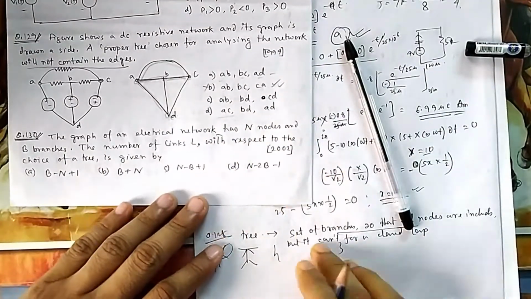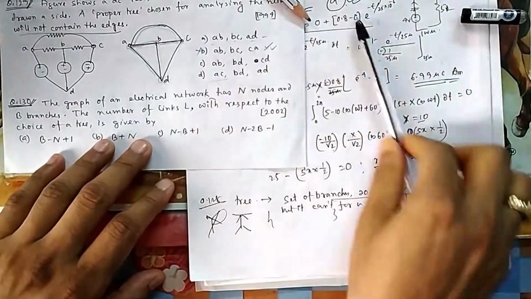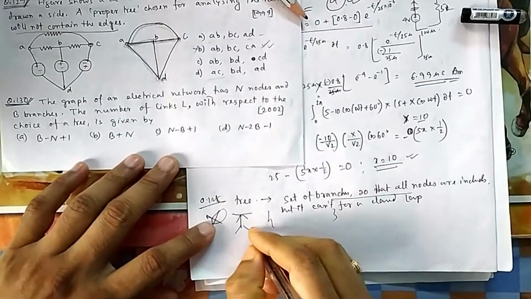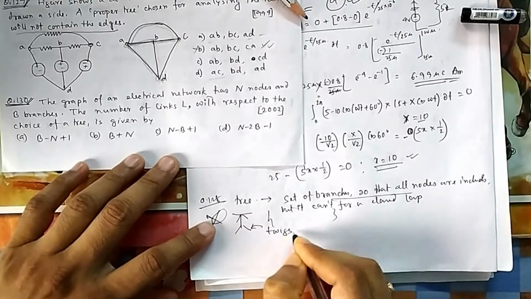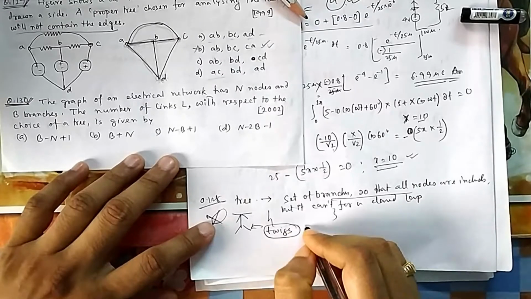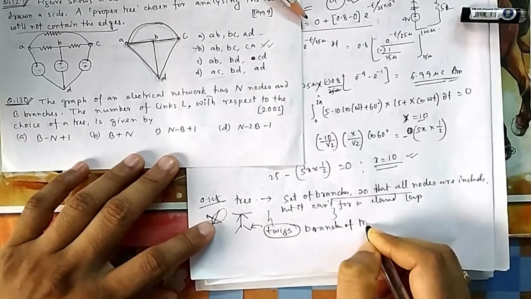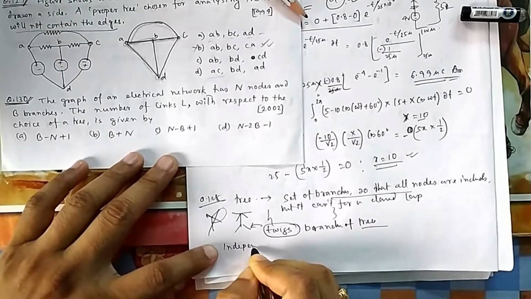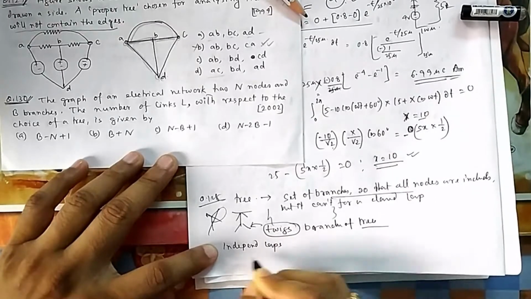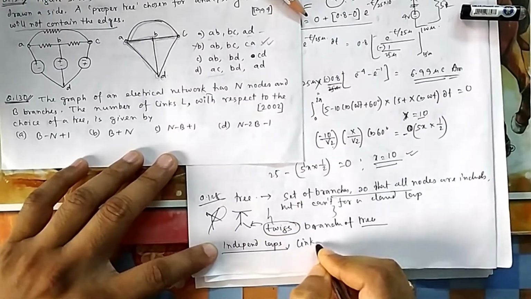So this is the definition for tree. Now one more thing, the branches of a tree. If you have a tree, then what are these branches? Each branch is known as a twig. So remember these names for graph theory. Twigs are nothing but the branches of the tree. There is one more thing. What is the independent loop? The branches that don't form the tree are also known as links or cords.